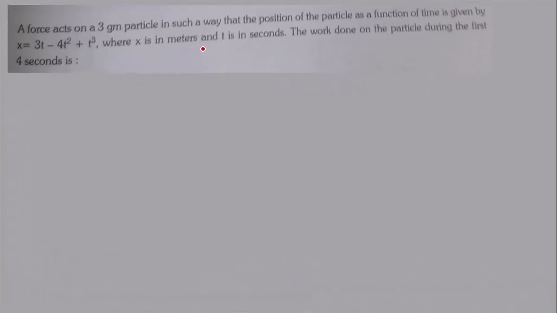In this lecture series, I am going to solve some interesting problems for your JEE Advanced preparation. So let us start with this. A force acts on a 3-gram particle. The mass of the particle is given as 3 gram, in such a way that the position of the particle as a function of time is given by x equals 3t minus 4t square plus t cube, where x is in meter and t is in second. You are asked to calculate the work done on the particle during the first 4 seconds.